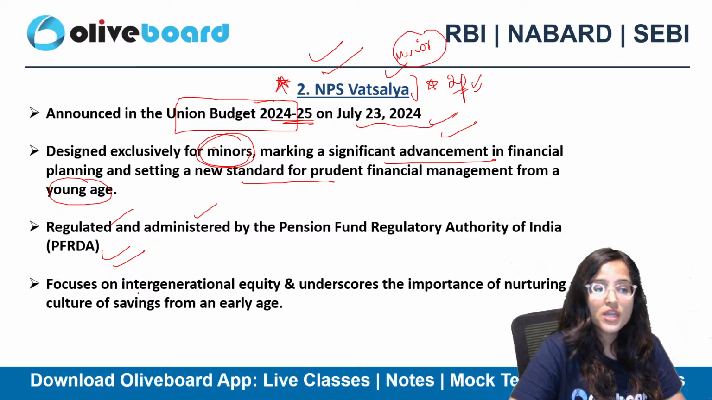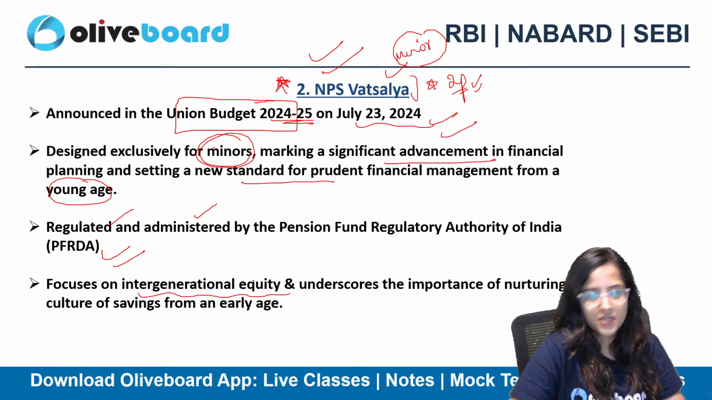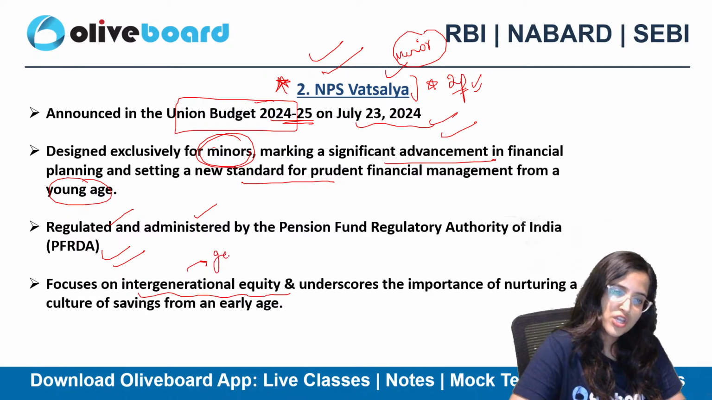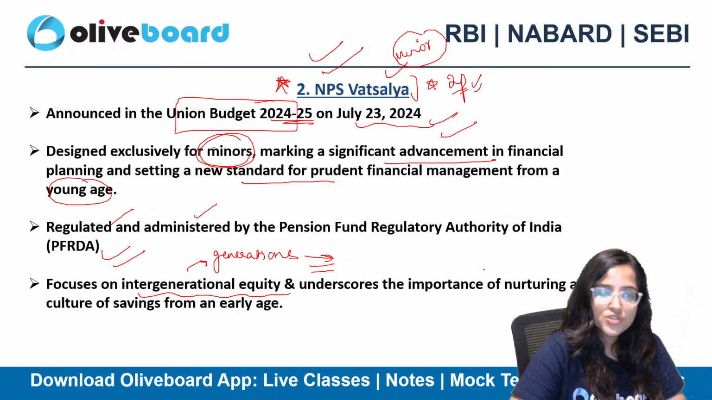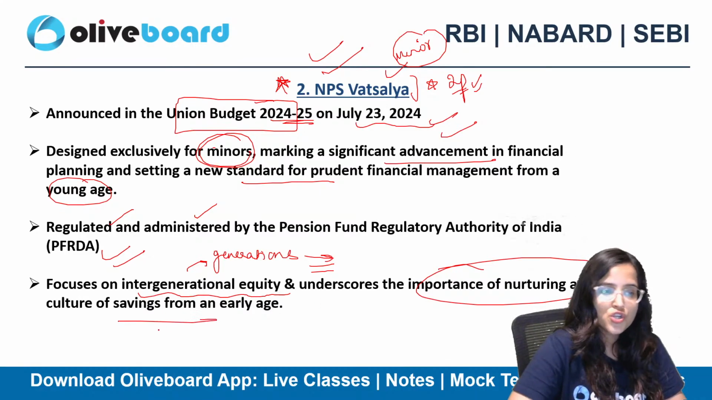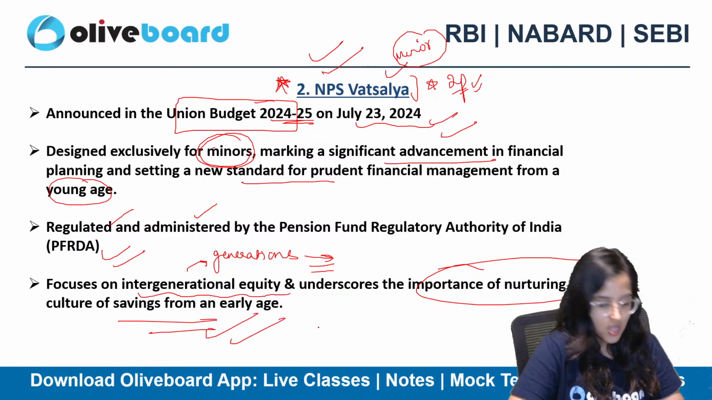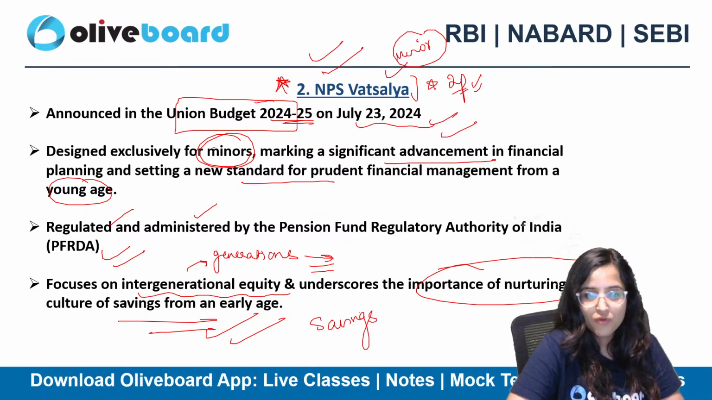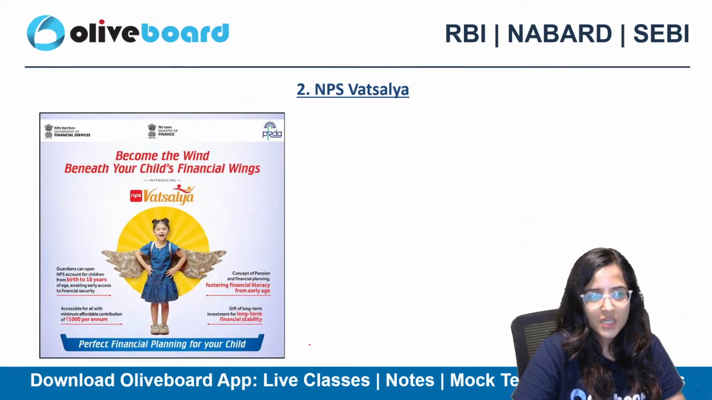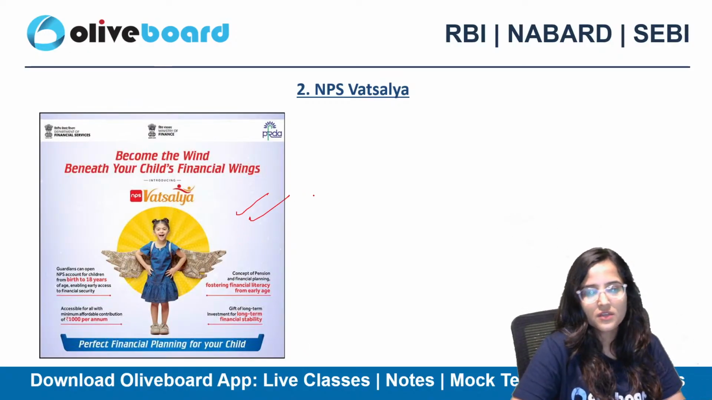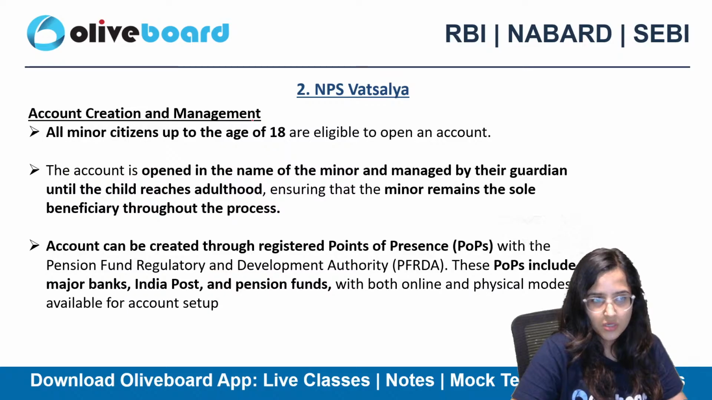And the focus is on intergenerational equity. Intergenerational equity means that between the generations, there is equality, there is equity. And it underscores the importance of nurturing a culture of savings from an early age. So a culture of savings is developed from a very young age, since we've started off with this NPS-Vatsalya. Okay, so this is perfect financial planning for children.